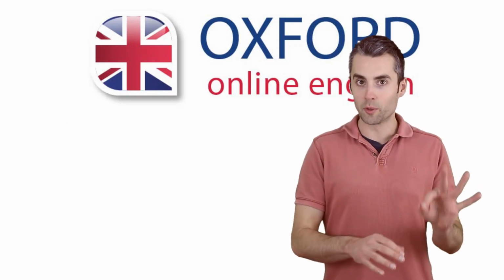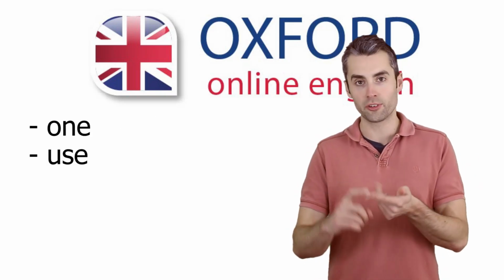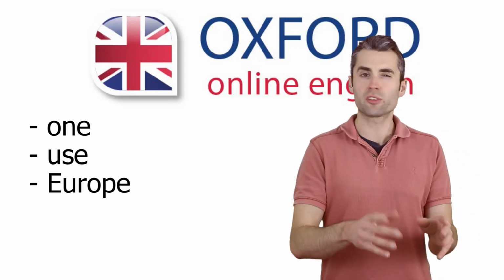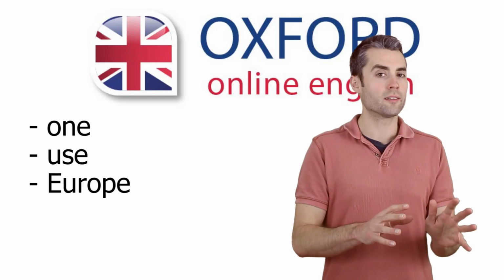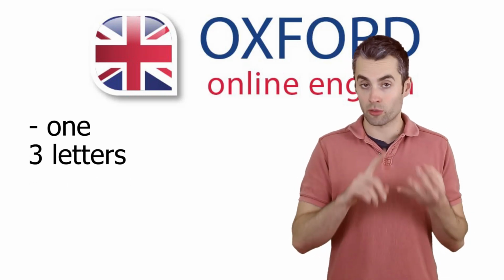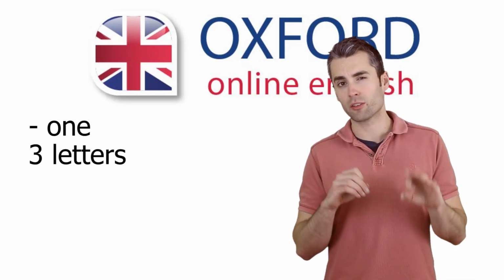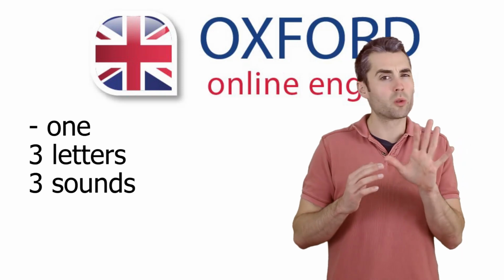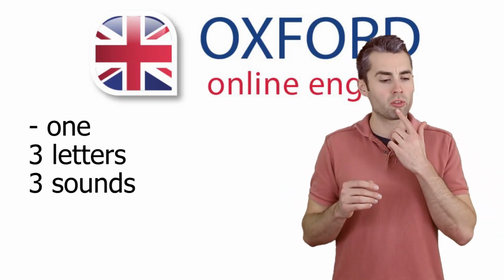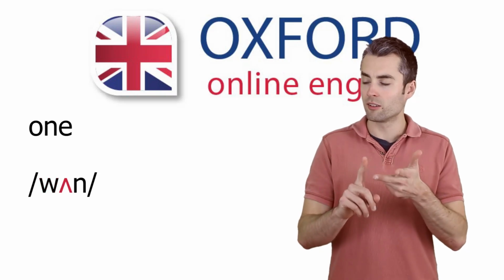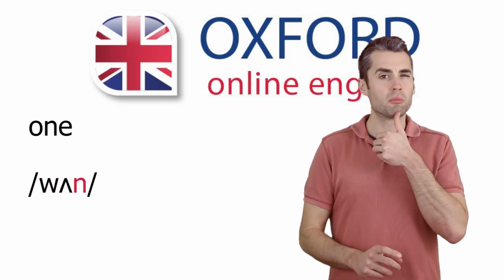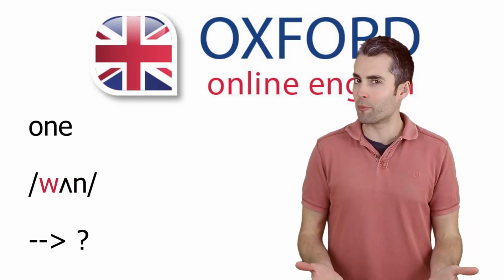Let's look at 3 more words. 1, use, Europe. Same questions. How many letters? How many sounds? Well, let's look at 1. 1 has 3 letters and 3 sounds. So that's easy, right? But what are the 3 sounds? W, a, n. Where does that w sound come from?